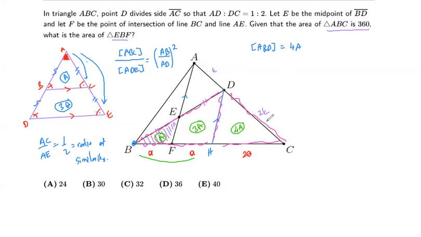And this is going to be 8A in total. ABC is equal to 12A. And then we are given this is 360. And if you divide by 12, you will get 30, which is actually what we were looking for. So that is my answer. So this is one way.